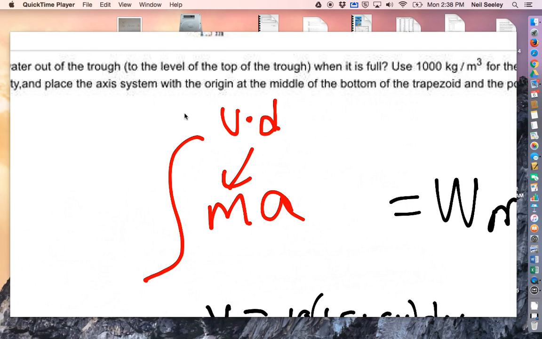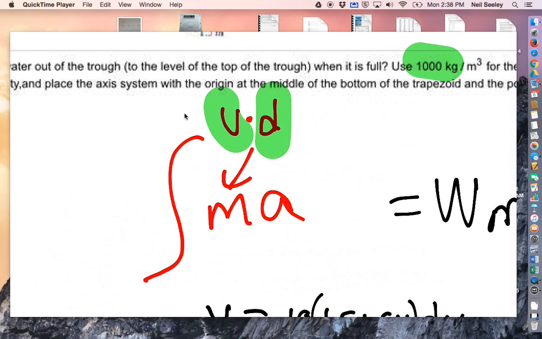Sounds good. And then volume times density will give you that mass. And we just found, and we went through all that work, hey, we found volume. Way to go. Hey, density was given to us. It's 1,000 kilograms per cubic meter for water.